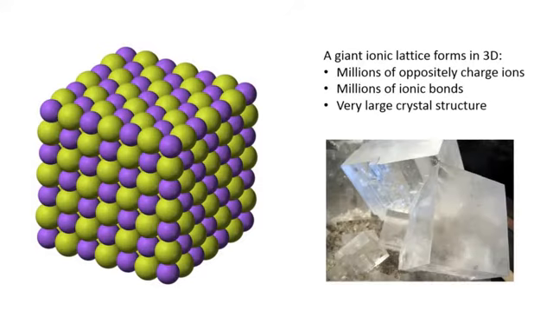So take salt. If we could zoom right in on sodium chloride, it actually looks like this. They're tiny little perfect cubes, and they're cubes because they're showing the structure of the 3D giant ionic lattice that forms when a metal and a non-metal bond to one another. The next thing that we need to know is what the properties of giant ionic lattices are.